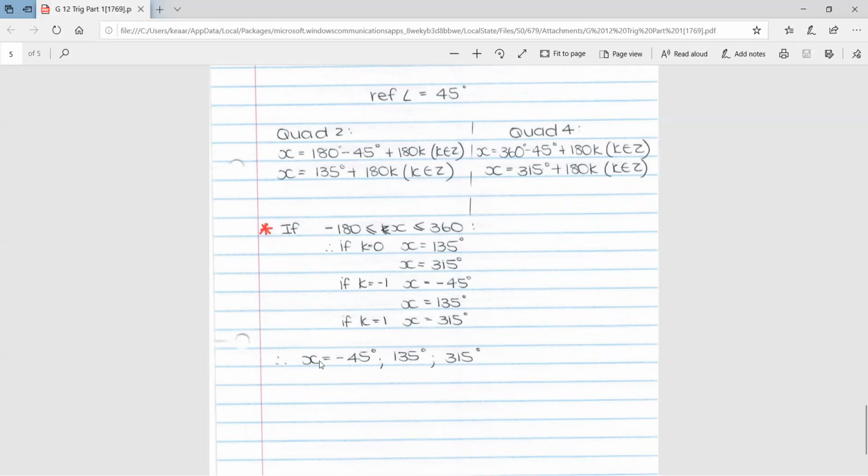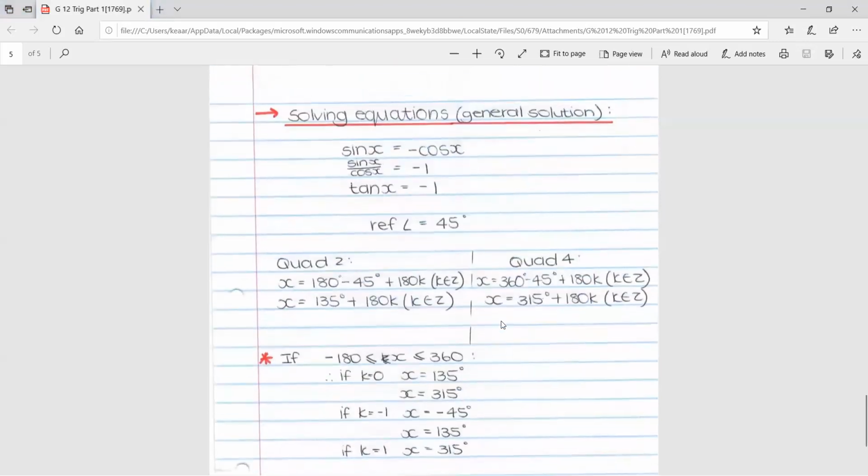So now x will equal negative 45 degrees, 135 degrees, and 315 degrees. Note that these are starting to repeat. That's when we know we are close to the end of our subbing in. And that is all for our trig part 1 video.